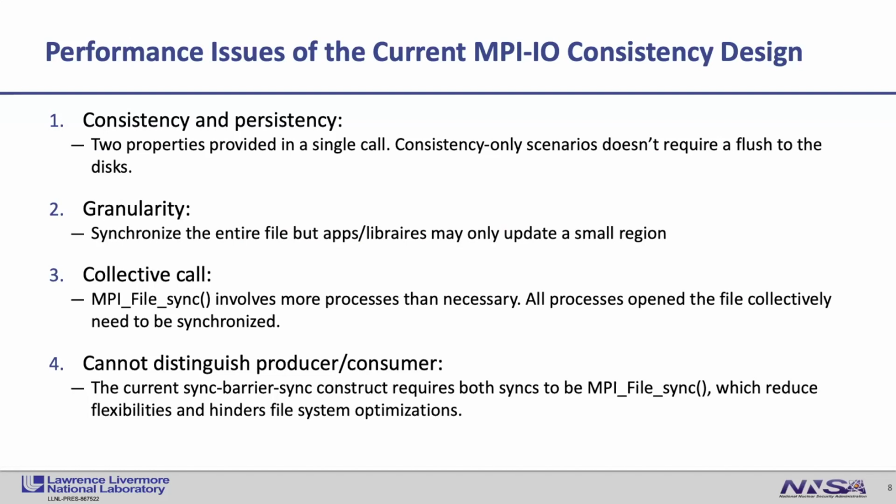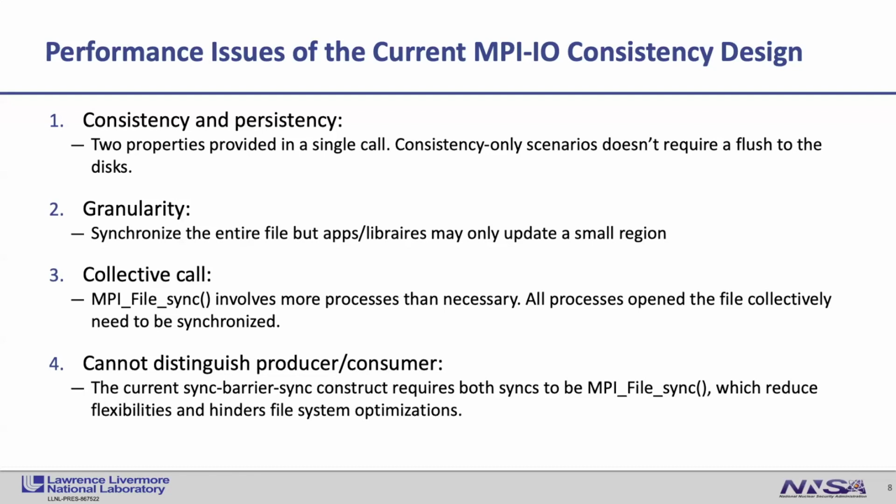Secondly, it's the granularity. This MPI_File_sync synchronizes the entire file, which may not be necessary. Sometimes you just update a subset of the file. For example, the beginning, the header of the file, is metadata. You want to make the header of the file consistent. You don't want to flush the entire data. You don't want to synchronize the entire file, right? So the granularity here is another concern.